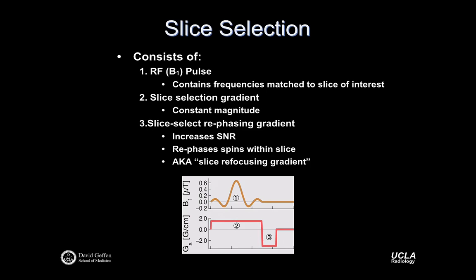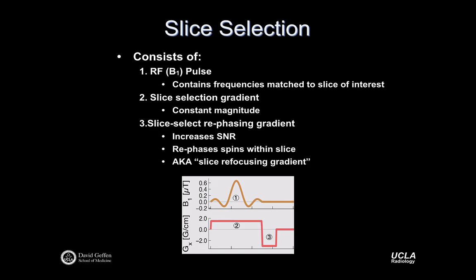We also have to turn on a slice selection gradient, and that's generally just going to be a constant magnitude. The idea is if I turn on a Z gradient, for example, I can have higher frequencies in my head, lower frequencies in my feet, and now have a distribution of Larmor frequency through my body, and I can now choose an RF pulse whose center frequency is matched to this slice, or this slice, or this slice. That's the basic principle of slice selection.